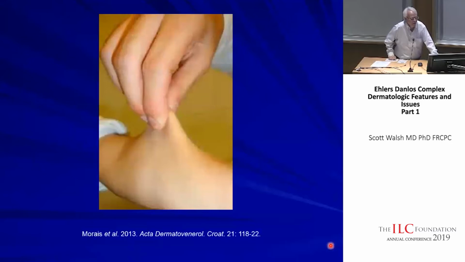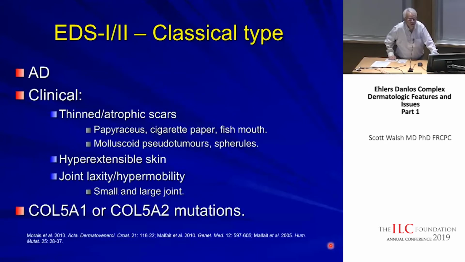And you have hyperextensibility of the skin that does snap back because the elastin is normal. And so this is the classic type of Ehlers-Danlos. And so thinned atrophic scars are characteristic. You can have these funny scar reactions, hyperextensible skin, and joint laxity and hypermobility. And it's typically both small and large joints. And so there are two genes that code for collagen 5, and they interact with each other in that helix, and it can be a mutation in either one of these genes.